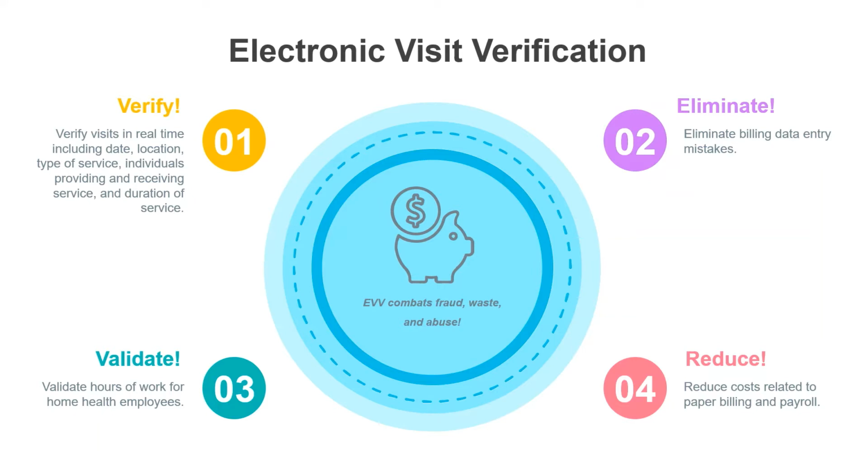EVV is meant to accomplish several things: verification of important pieces of information such as location, type of service, the individuals providing and receiving the service, and the duration of the service. Elimination of mistakes in billing sent to the state because of hand entry. Validation of work hours for employees. Reduction of home health costs by eliminating paper timesheets, as well as the time costs for manual tracking and verification. Through these functions, EVV will combat fraud, waste, and abuse in the system.